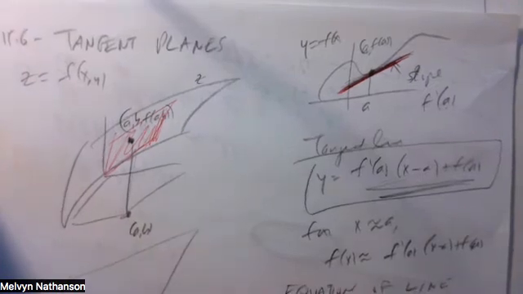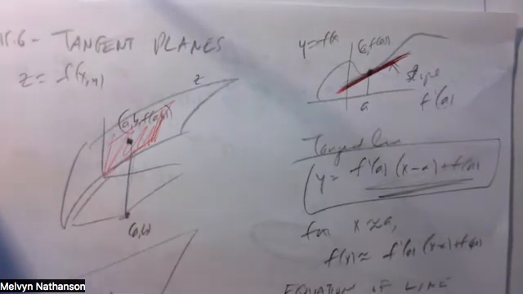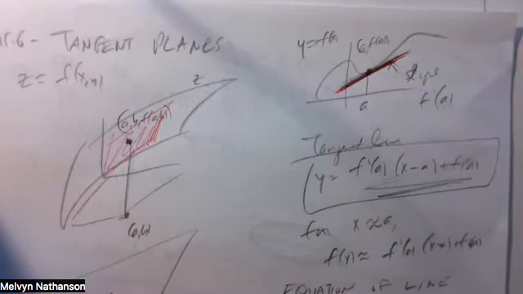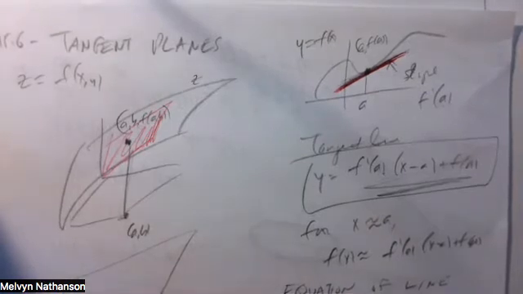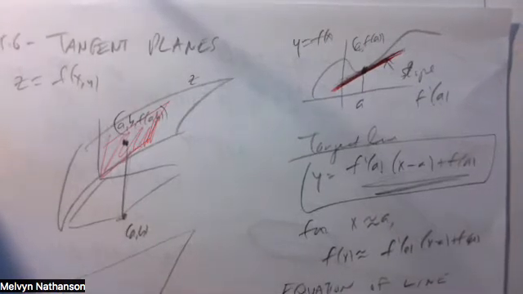How do you find the equation of a plane? Suppose you know a point (a, b, c) on the plane. What information do you need to be able to write down the equation of the plane? Interesting. If you haven't thought about this, how do you write down the equation of a plane?